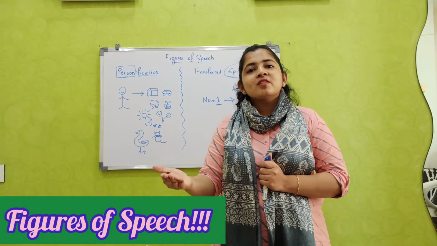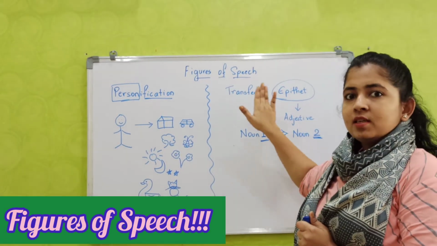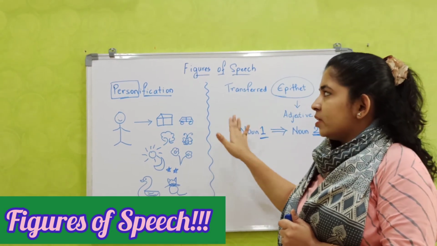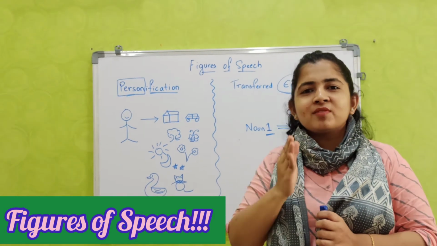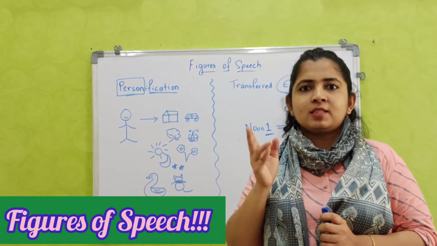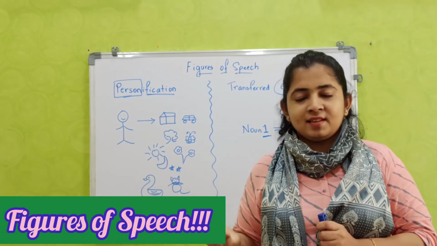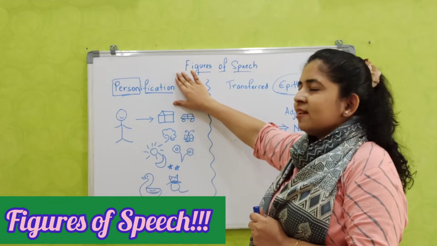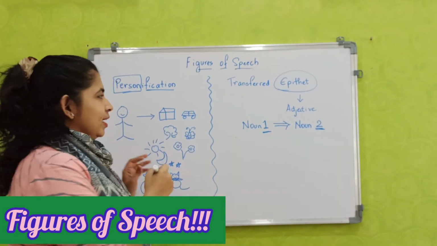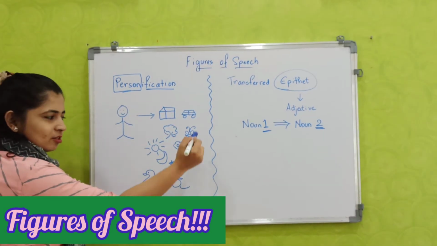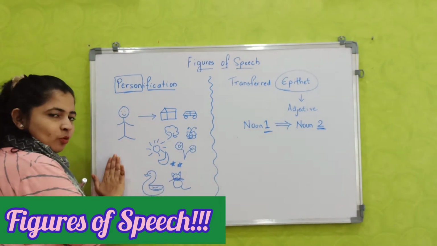So the next set of figures of speech, personification and transferred epithet. Now when I am talking about personification, what is personification? I always divide it into two meanings, that is person, fiction. What do you mean by fiction? Which is not real. Okay, so the name itself tell you what is the meaning of it. So if I want to explain you, it is just simple as this drawing. Okay, so this is human qualities.